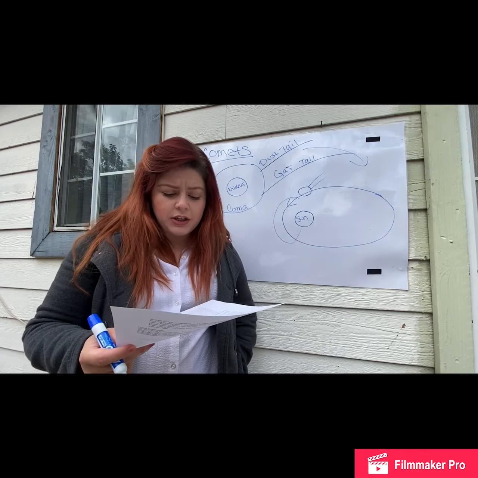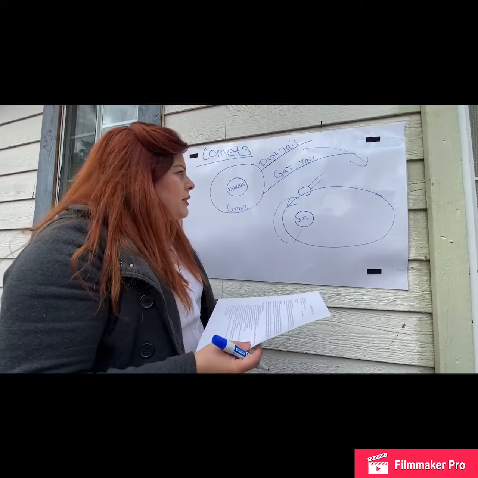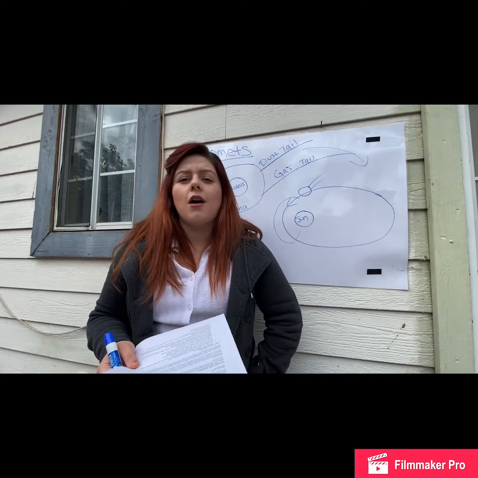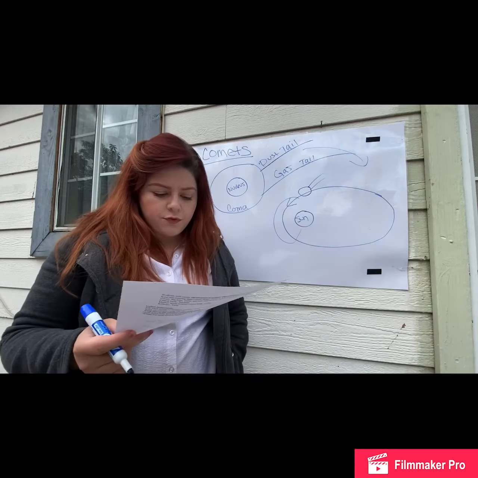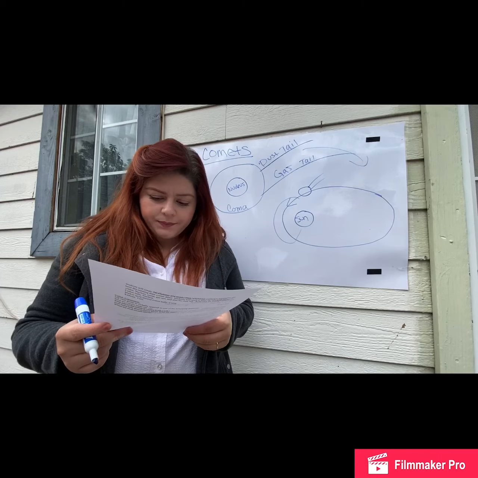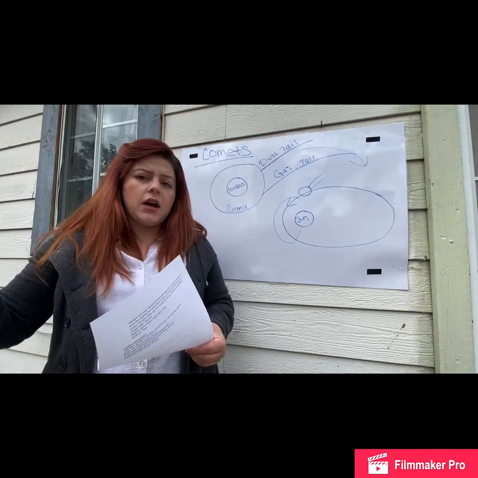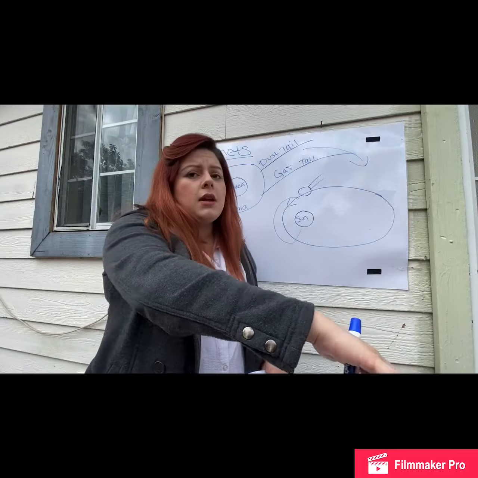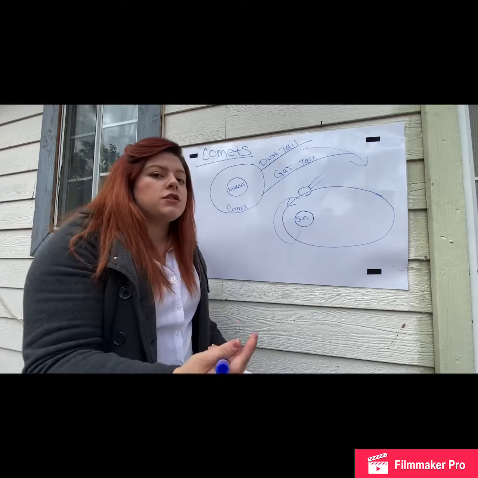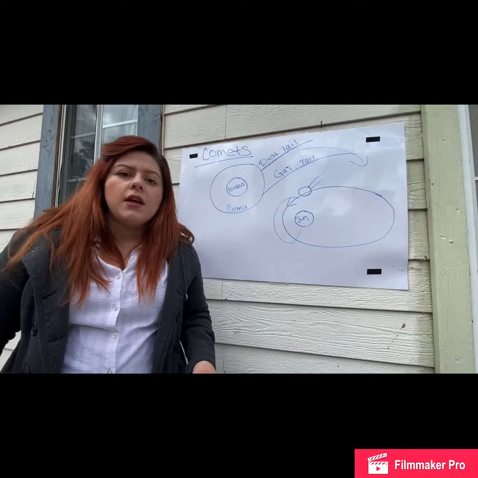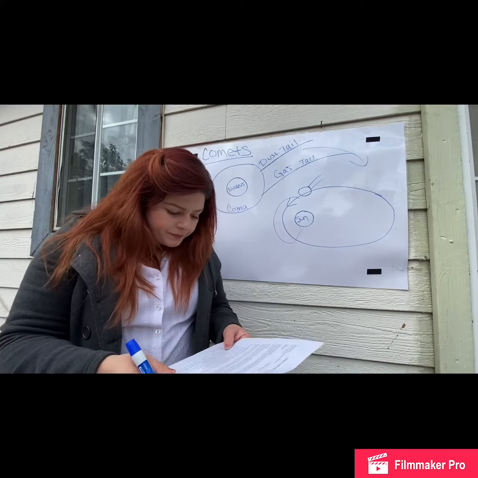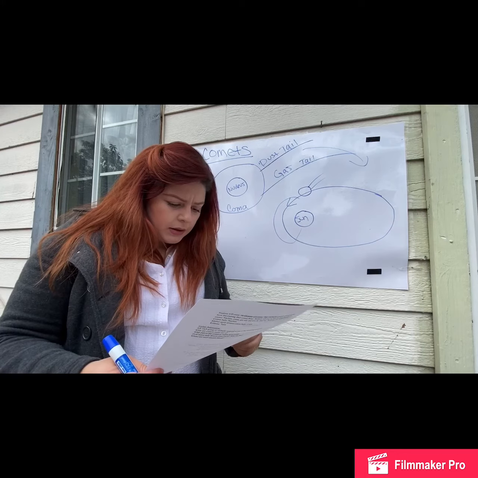Another thing I would like to mention is where most of the comets come from, and that is the Kuiper belt, which is the orbit that's past Neptune. That's where most of them are, and that's where they start their route into their elliptical path around the sun.